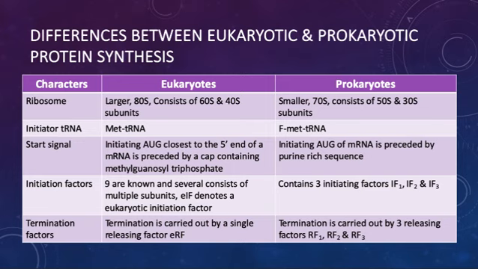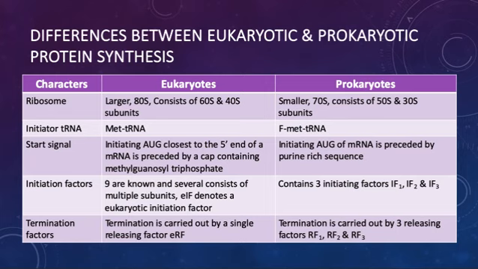For the start signal, we know that there is the initiation codon, AUG, found at the 5' end of the mRNA, and it is preceded by a cap containing methylguanosine triphosphate. Whereas in the prokaryotes, the initiation AUG of the mRNA is preceded by a purine-rich sequence. For the initiation factors, 9 are known in eukaryotes and several consist of multiple subunits. Initiation factor denotes a eukaryotic initiation factor. Whereas the prokaryotes contain 3 initiation factors, 1, 2 and 3.